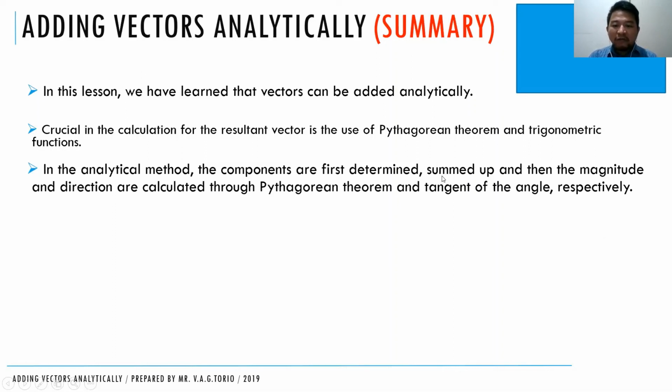That is, we recall the summation symbol that we use. We simply add the components for us to be able to determine two summation components, summation along x and summation along y. The next thing that we did is calculate the magnitude and the direction. First, when we calculated the magnitude, we applied the Pythagorean theorem, which again uses the basic relation c squared is equal to a squared plus b squared. And then finally, we use the trigonometric function tangent to compute the angle. And that's it. Thank you.